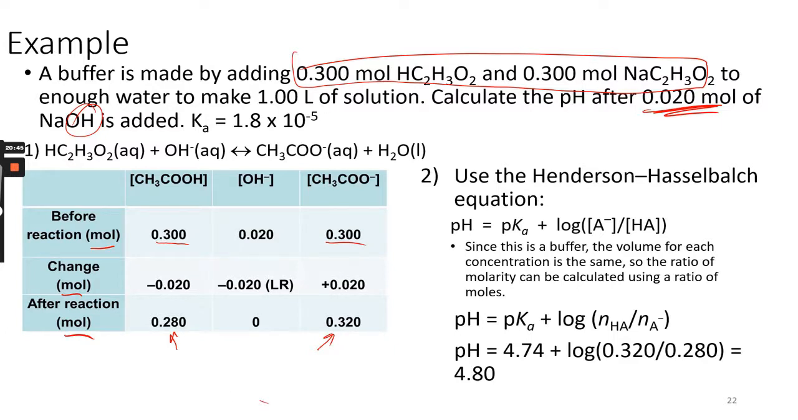Now we can use the Henderson-Hasselbalch equation. We have Ka, and now we have the concentration of our conjugate base and the concentration of our weak acid. You plug them in and we get our new pH.